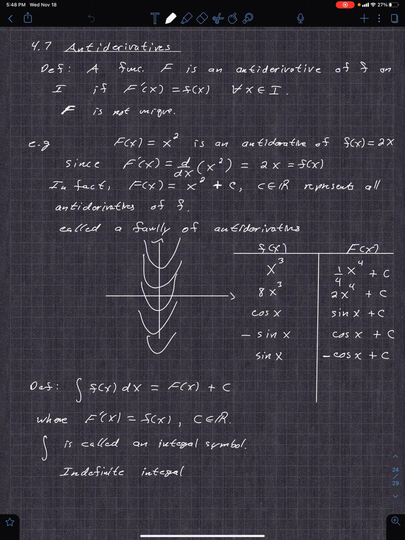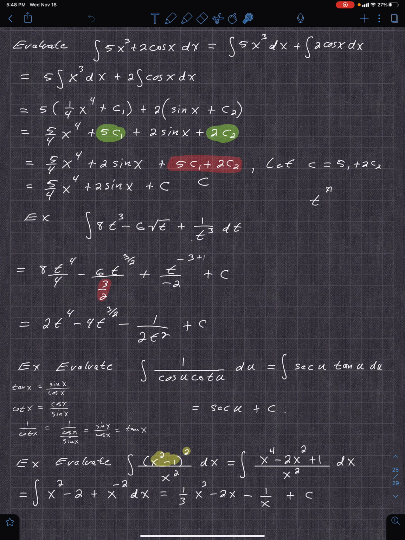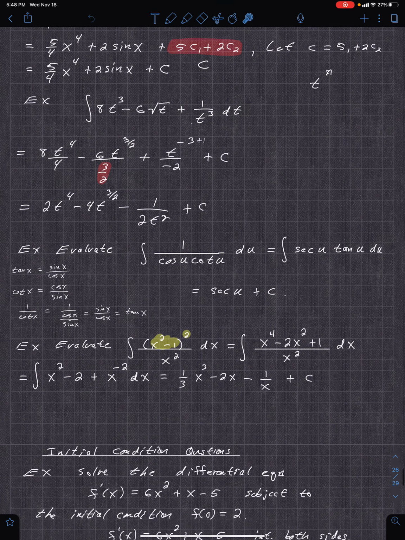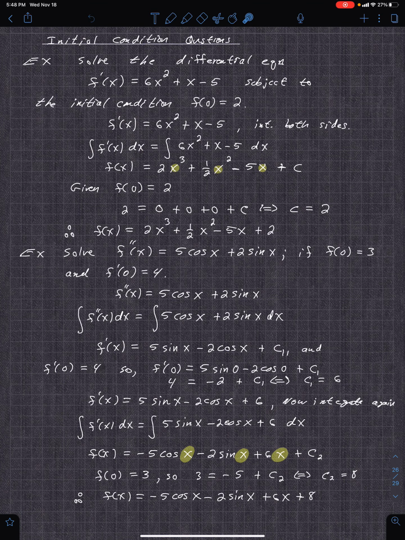So previously we went over 4.7 on antiderivatives. Went over that page, the basic definition and concept. Did a number of examples. So if you hadn't seen this, go ahead and look at those examples and try them. Then we went over initial condition questions. Here's two examples here.